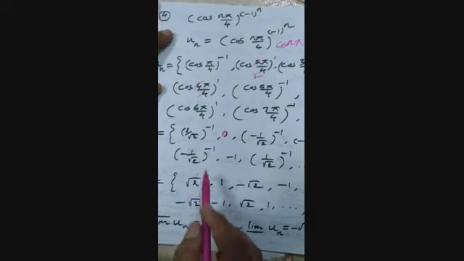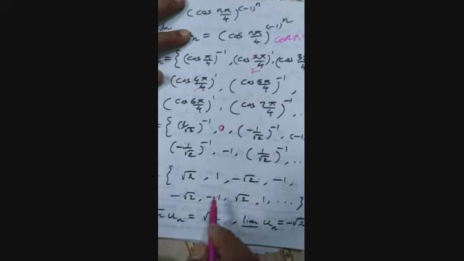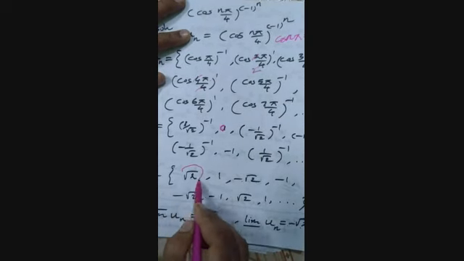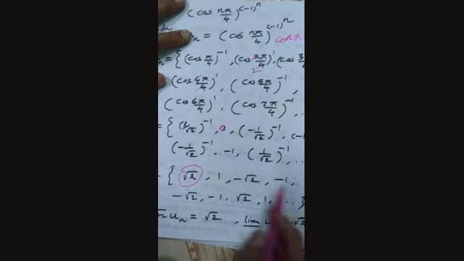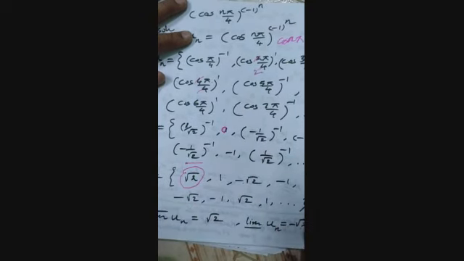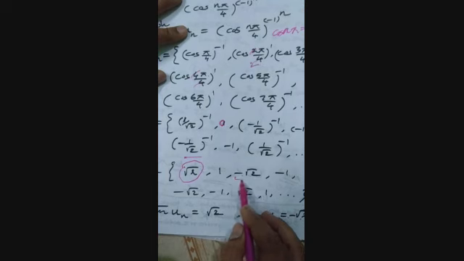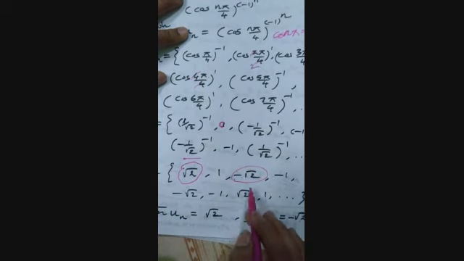So after simplifying this, what you are getting is root 2, 1, minus root 2, minus 1, minus root 2, minus 1, root 2, 1. We have to take the subsequences of positive terms and negative terms. After taking the limit, we are getting the limit supremum of the given sequence is root 2, and the limit infimum of the given sequence is minus root 2, very clearly, am I right? So root 2 is the limit supremum, and minus root 2 is the limit infimum.